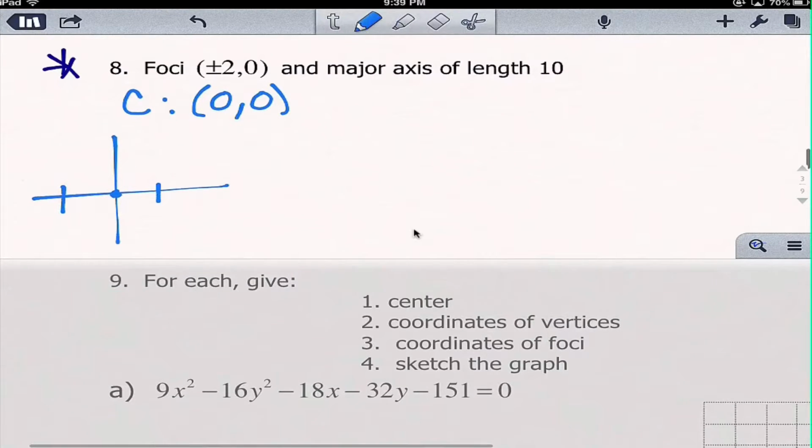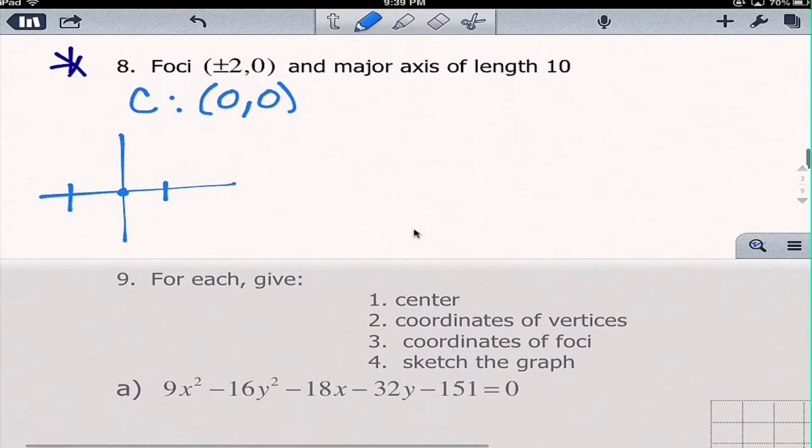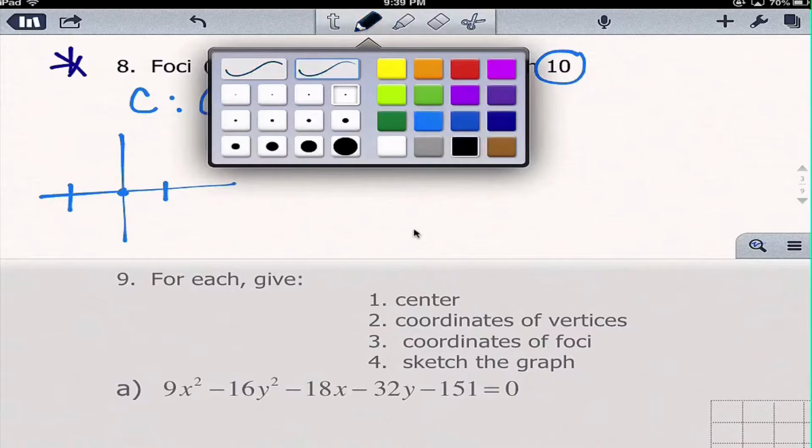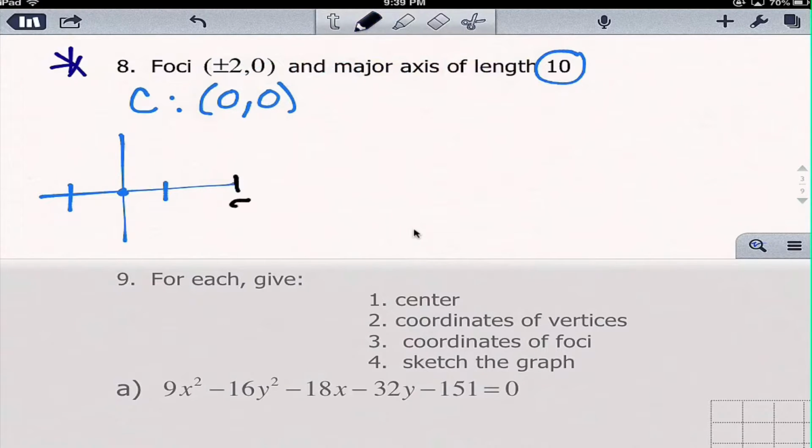Since this is an ellipse, and I know it's an ellipse because the problem tells me, I kind of skipped over those directions. We know that the foci are in the same direction as the major axis length. So this length of 10 tells me that I'm really going out 5 in each direction, so that it gives me a length of 10 altogether.